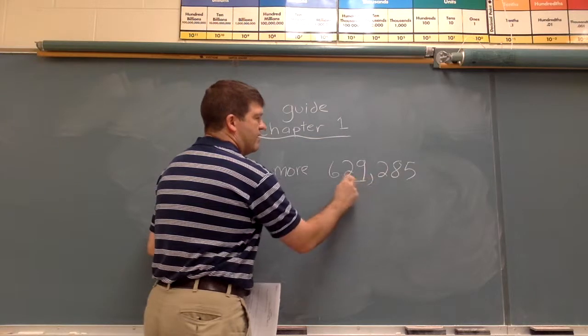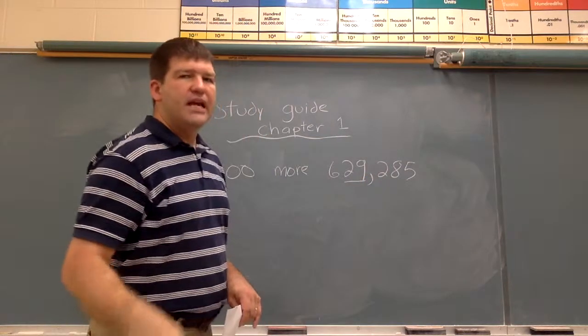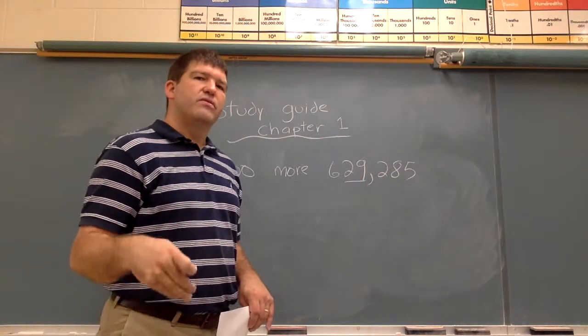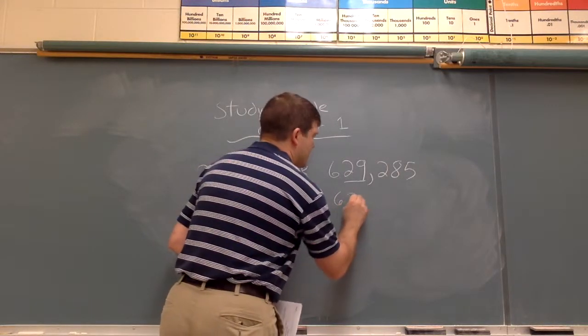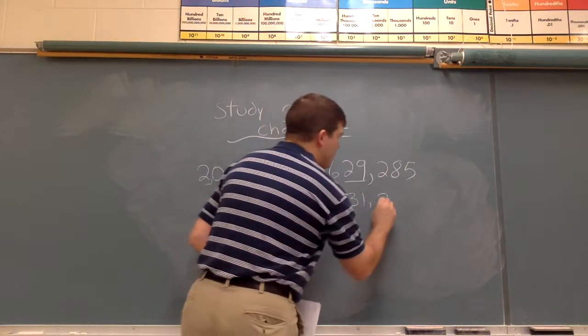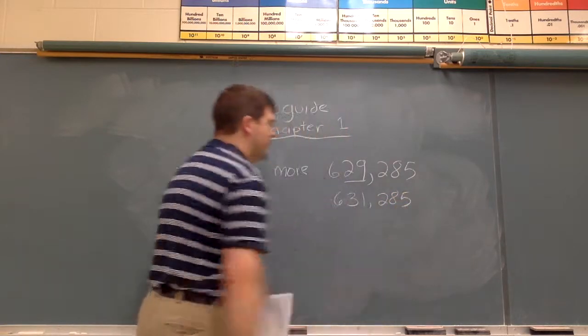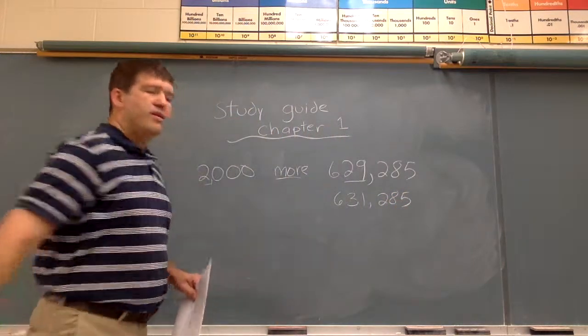So I'm going to look at these two together. This is 29,000. I need 2 more thousand. So it goes to 30,000 and 31,000. So it is 631,285. You know that when you're doing more, you're adding it.